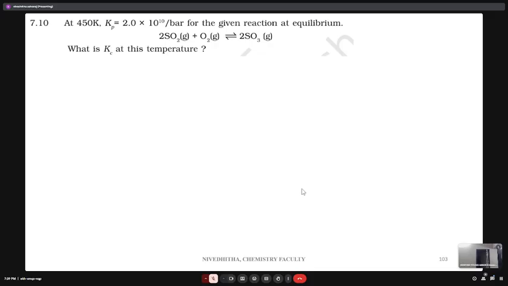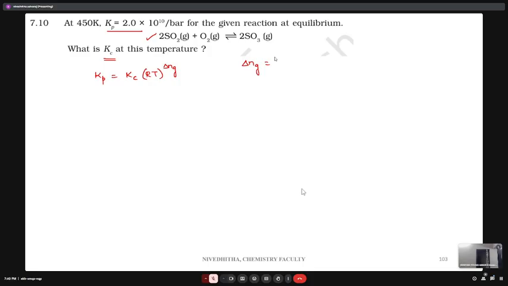At 450 Kelvin, Kp is given as 2 into 10 power 10 bar inverse for the given reaction at equilibrium. What is Kc at this temperature? So for this reaction, Kp is given and we have to find the value of Kc. And what is the formula? Kp is equal to Kc into RT power delta Ng. Kana, could you please tell me the value of delta Ng? Number of moles of gaseous product minus number of moles of gaseous reactants.